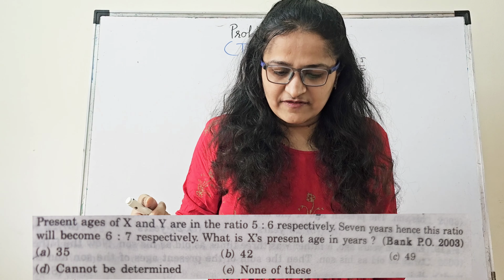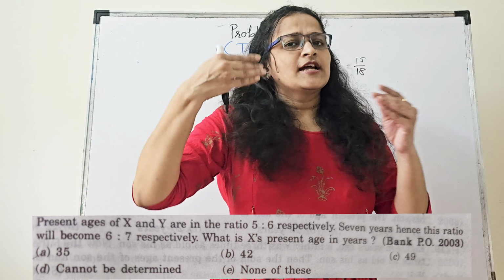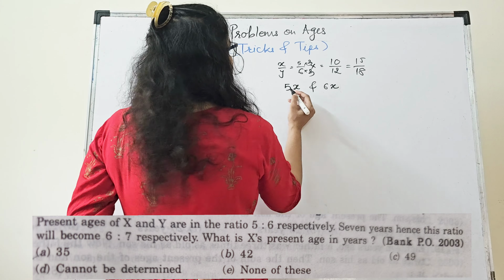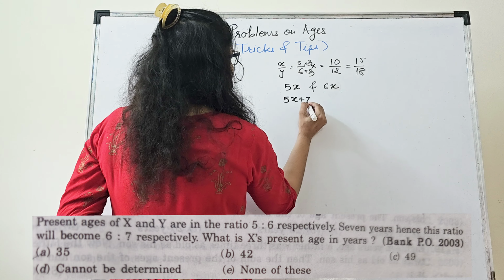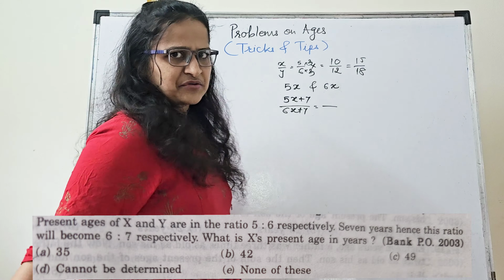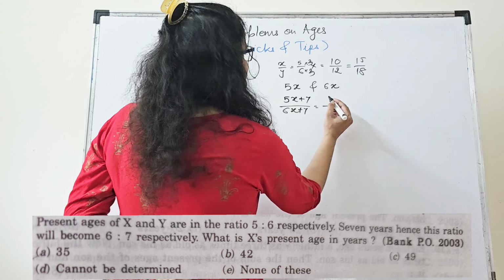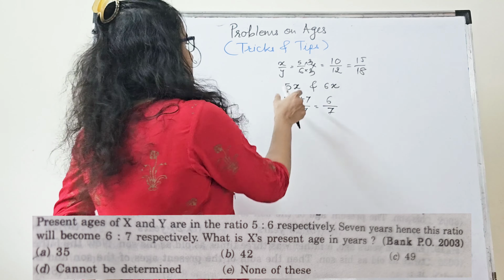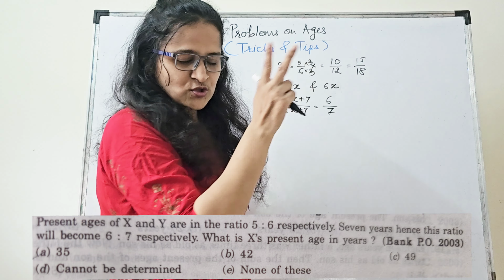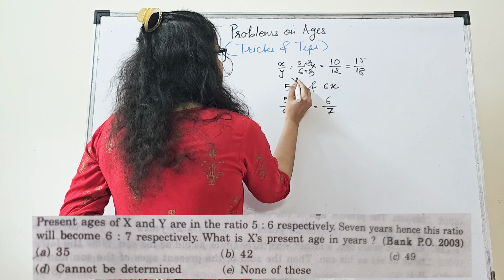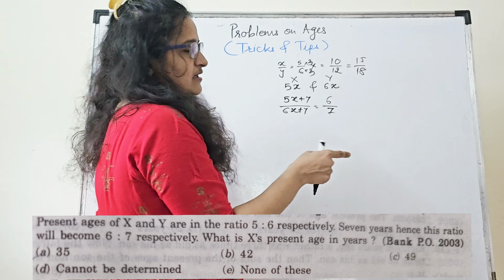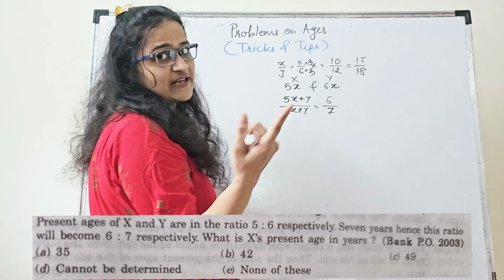Now the next condition is given as 7 years hence, meaning 7 years later or after 7 years. Some ratio is also given. So after 7 years, what are going to be their ages? 5x plus 7 and 6x plus 7, correct? And some ratio is given, you just have to write down that ratio. What is that? 6:7 respectively, correct? This is the present age of x and this is the present age of y, of those two persons. And then the next condition is this. Now solve just this one, and you will get the value of x, right?